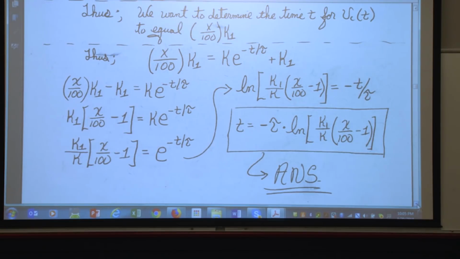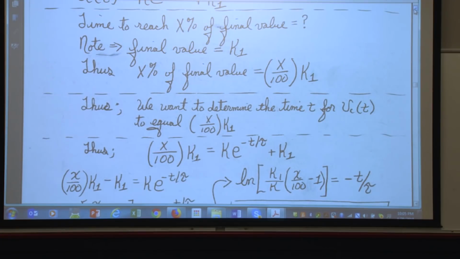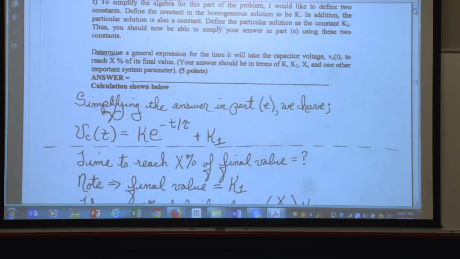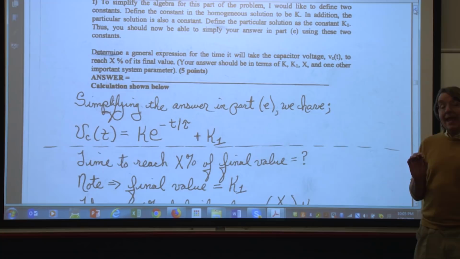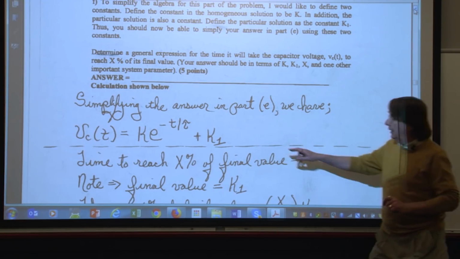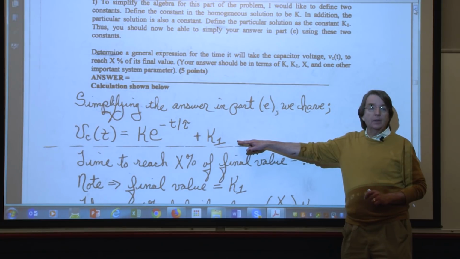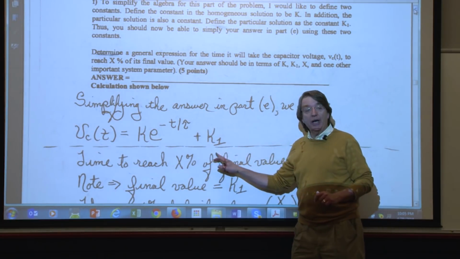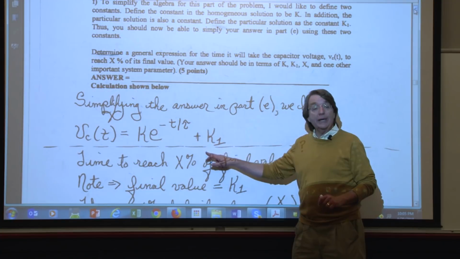Where did the second K come from? Sorry, Michael? The second K came from the fact that the final solution's a constant. Michael, since we have a first order system, and this is important, first order and the input's a constant, this is the form of the solution, where this is the right-hand side. K1 is the right-hand side.